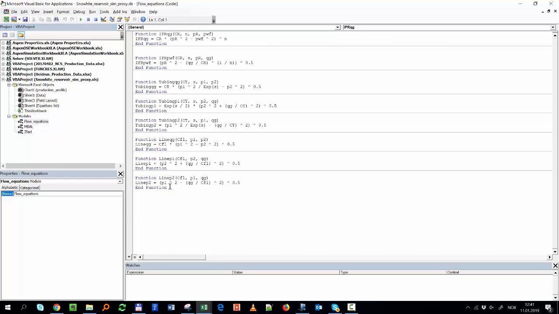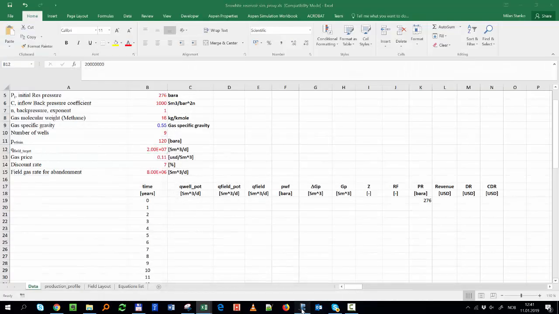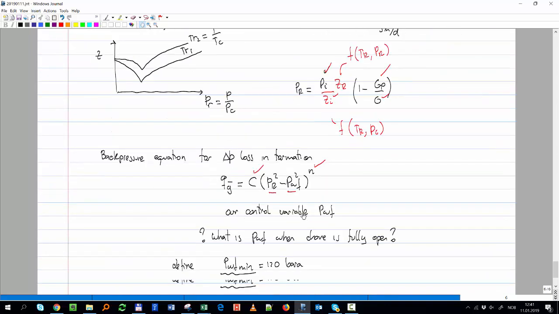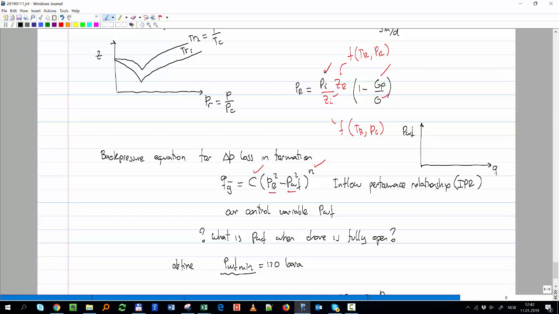Here are a bunch of things we're not going to use yet. What we have, we didn't mention it, but this restriction equation is called IPR, inflow performance relationship. It is abbreviated as IPR, and it tells you the relationship, if you plot it, between PWF and the rate, QG.